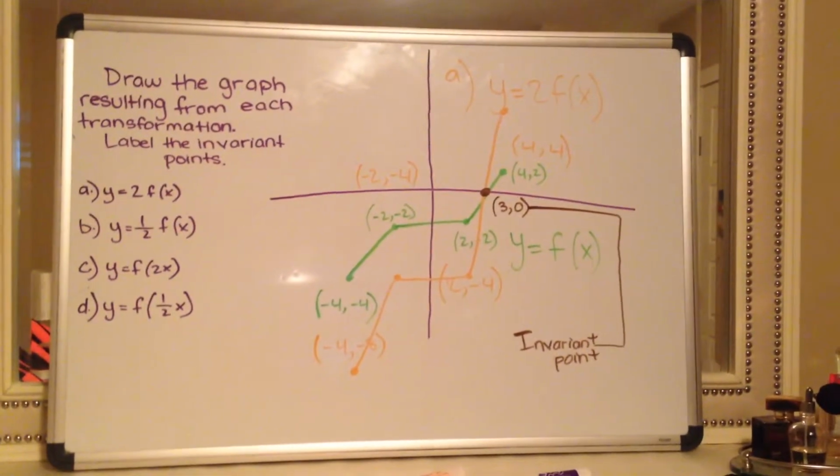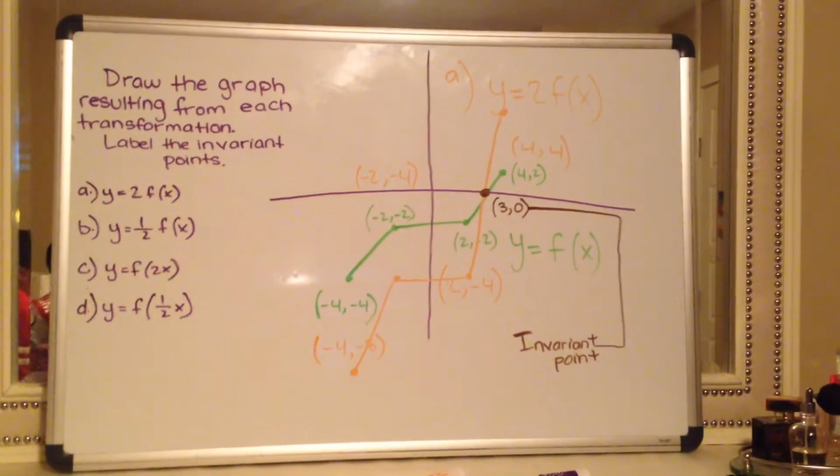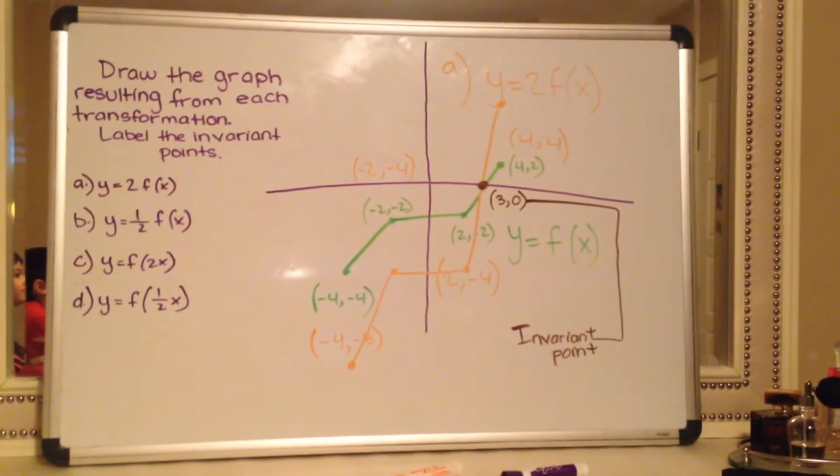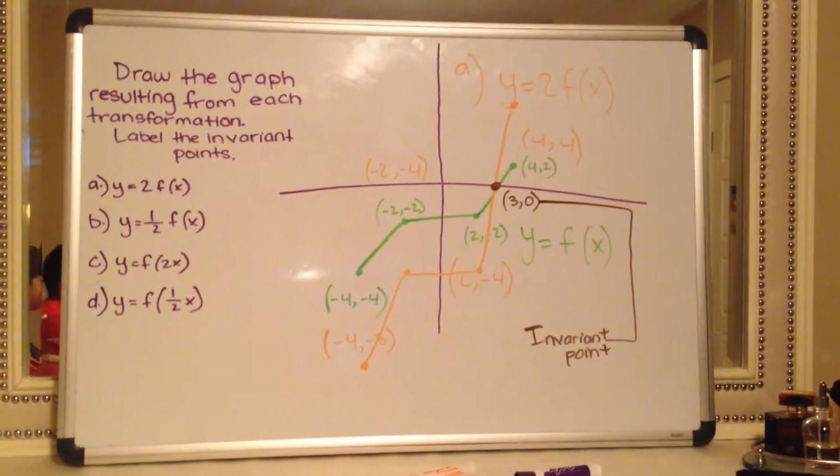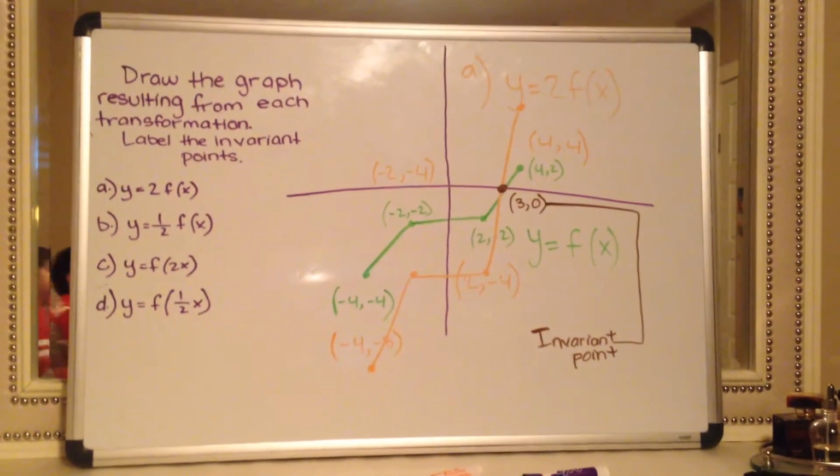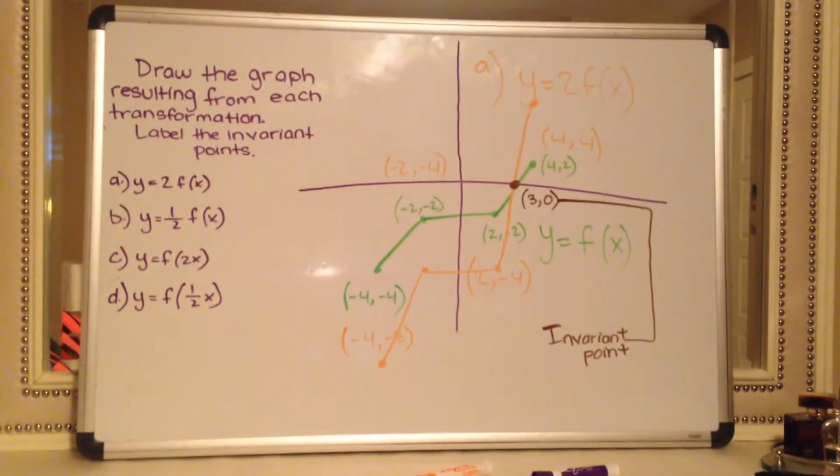Invariant points are points that do not change position in a transformation. In a vertical stretch about the x-axis, the invariant point lies directly on the x-axis. The invariant point for this stretch is 3, 0.